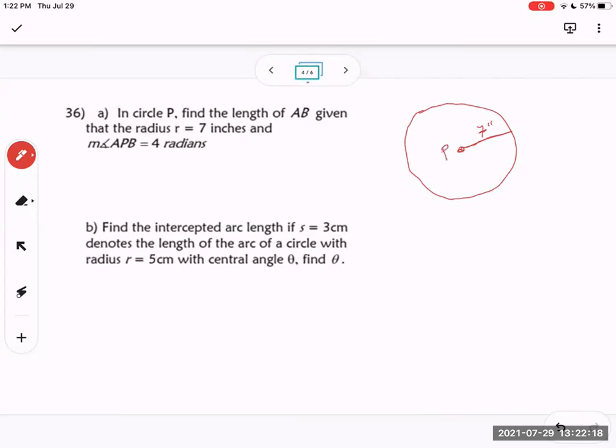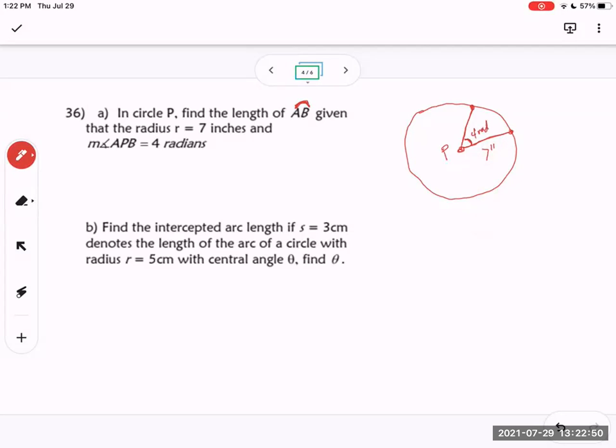So this is P here. Okay, so A is, let's see, 4 radians. So it's going to be something like this right here. So what they mean is, what's the length of AB? That's arc AB. And they're telling us that the angle measure right here is 4 radians. So this is 7 inches. This angle measurement here is 4 radians.